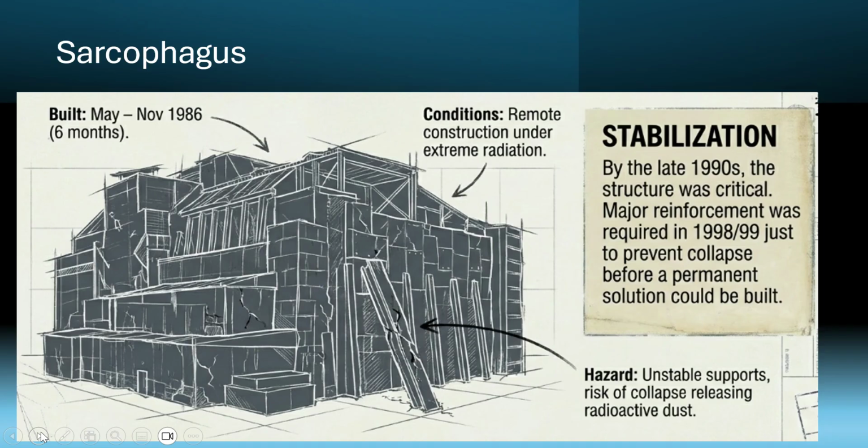To contain the remains, a sarcophagus was hastily built in just 6 months in 1986 under extreme radiation. By the late 1990s, this structure had become critical and unstable, requiring major reinforcements to prevent a collapse that would have released radioactive dust.